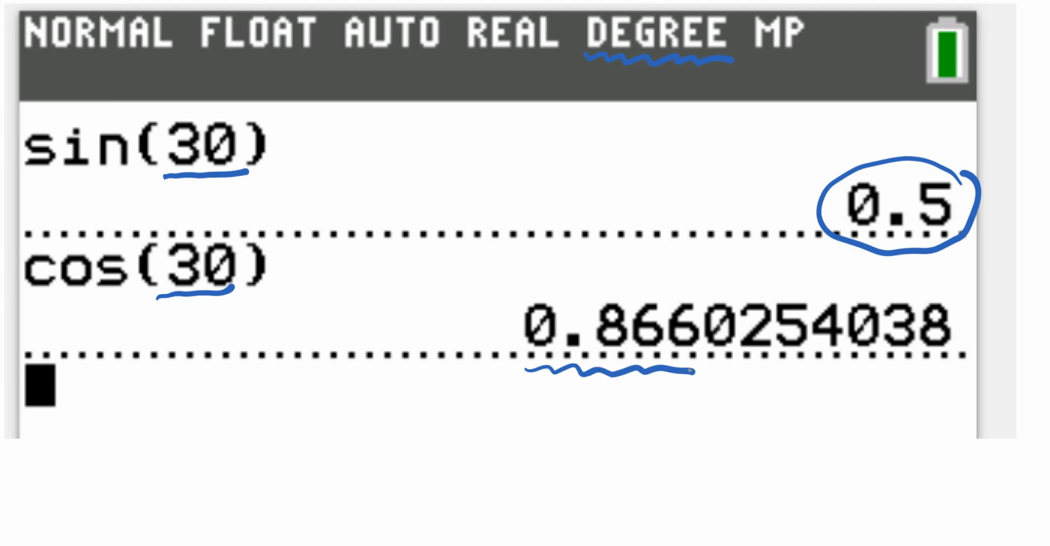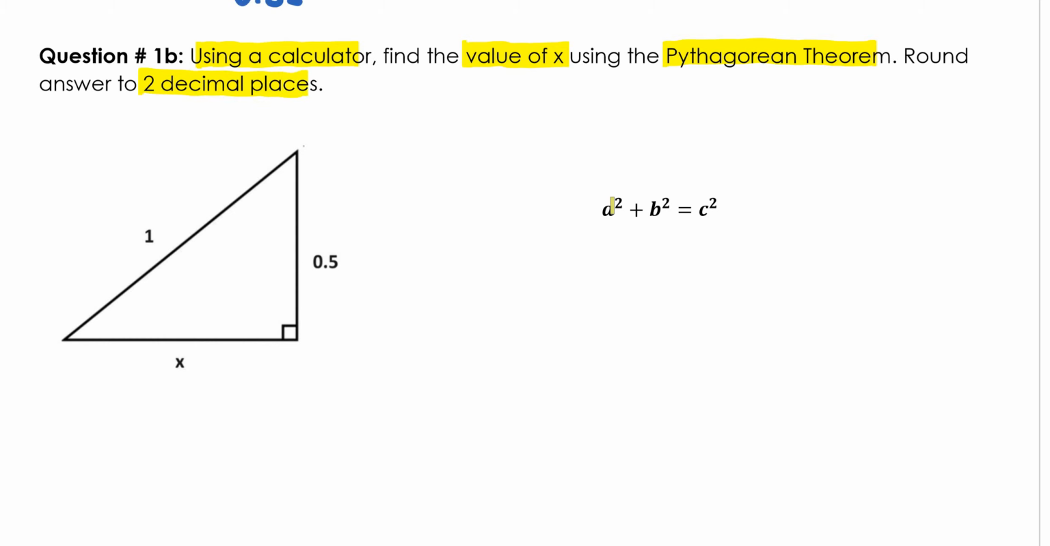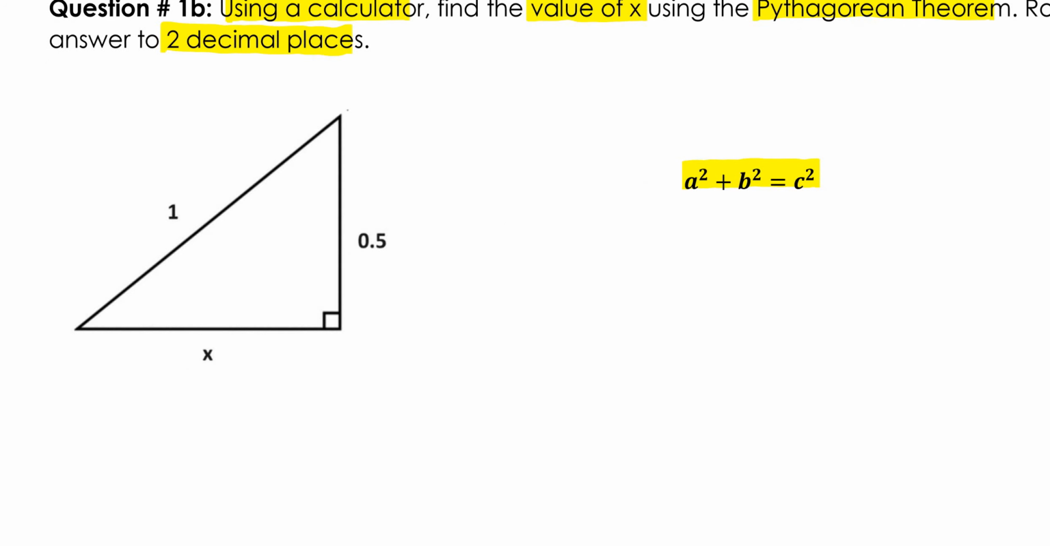Okay, so that's it for question number 1. We're just using the unit circle to estimate those values. And question 1b is just a follow-up. I want to use a calculator and I want to find the value of x using the Pythagorean theorem, and I need to round to 2 decimal places, and here's my Pythagorean theorem here. Okay, so this is just to verify our results here.